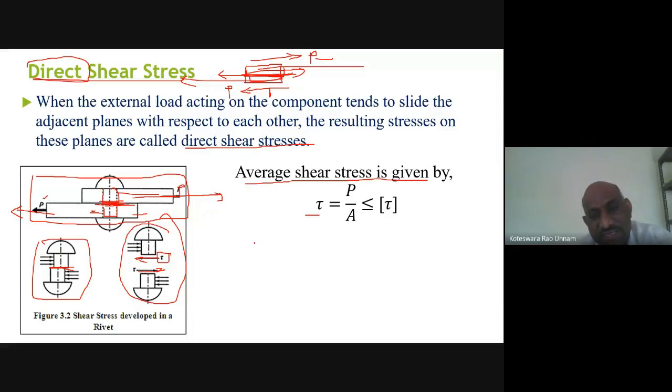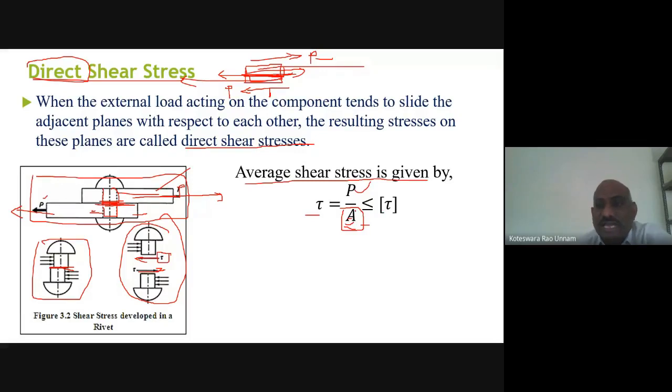So whether it is in single shear or double shear, if it is double shear you need to take 2 times the shearing area. If it is a single shear, you have to take only A. So then again P by A, where P is the applied force and A is the shearing area. Here you are seeing the same letter A for the area, but these areas are not the same compared to the previous one. The previous one is the normal cross-section area. Here it is the shearing area. So you need to make sure of the distinction between these two.